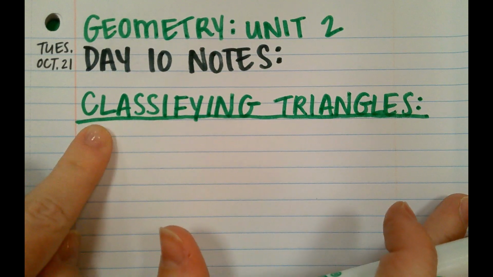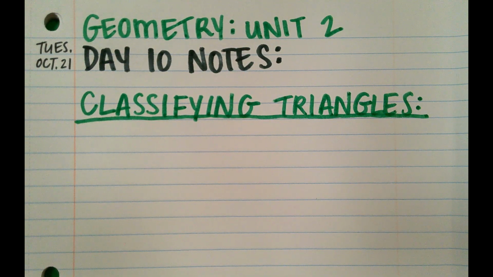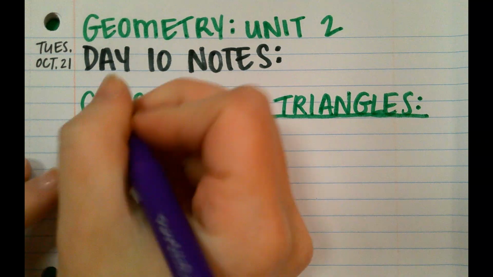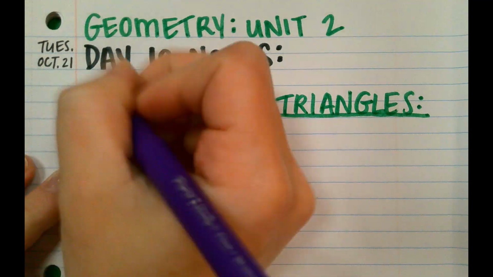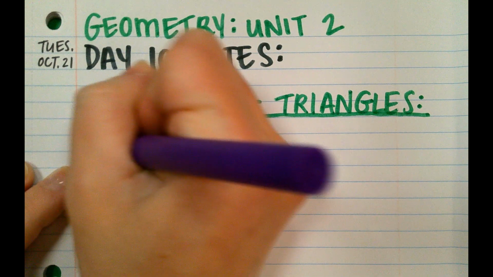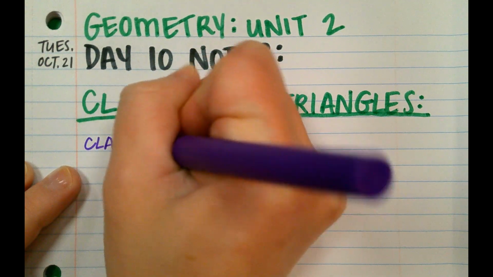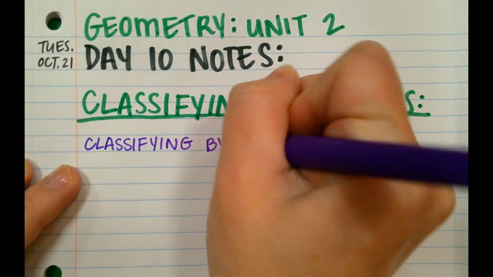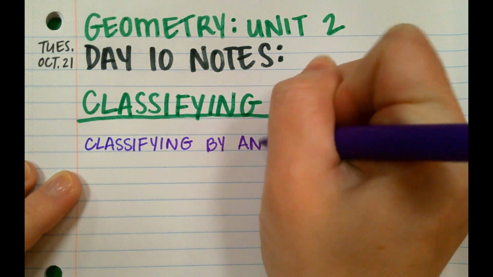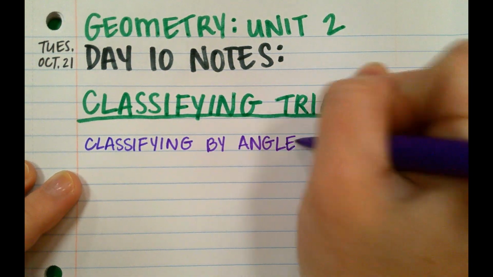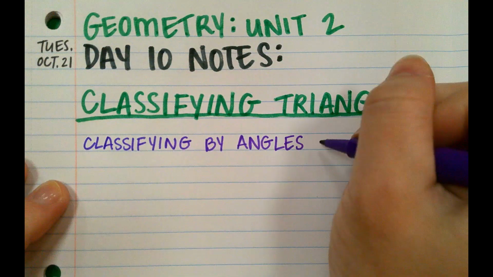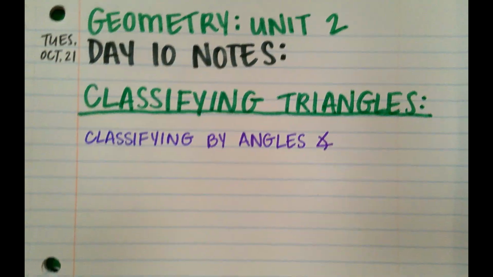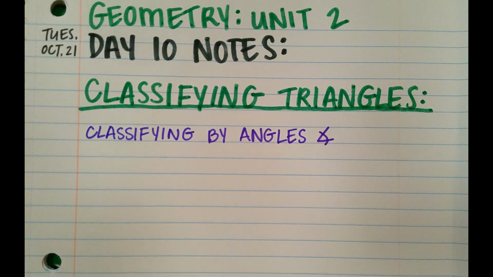So the first section that we're going to be classifying by is by the angles. So a smaller title under here will say classifying by angles. Classifying by angles. And beside that, I'm going to put the angle symbol just to help us remember that's what that means.